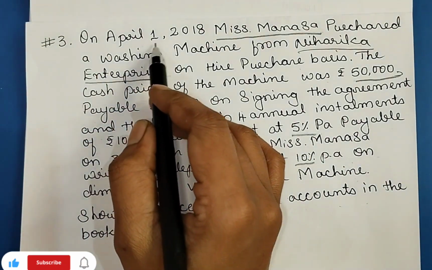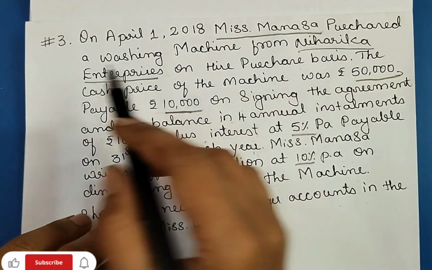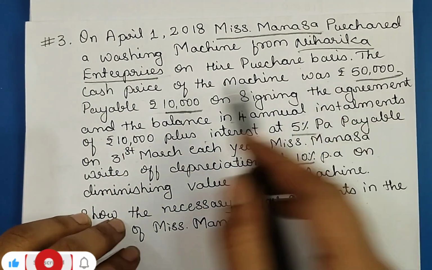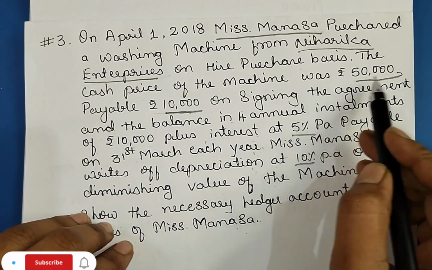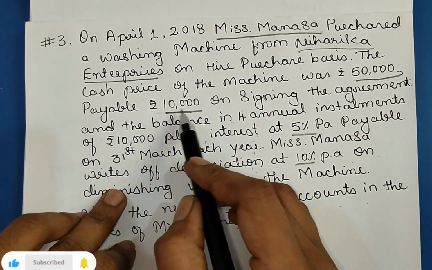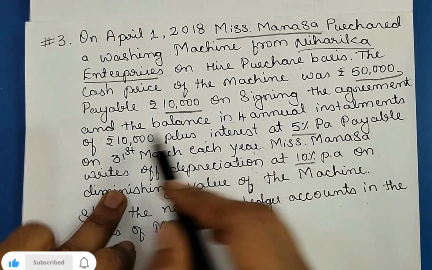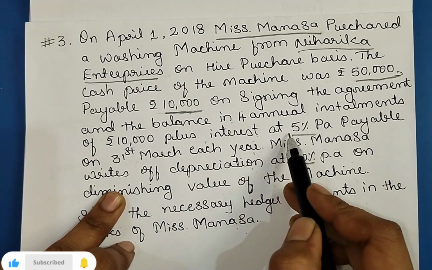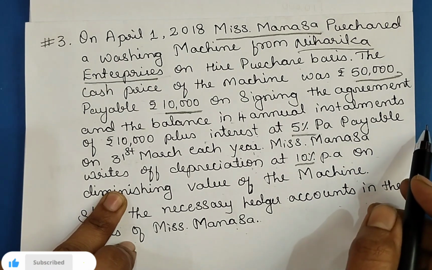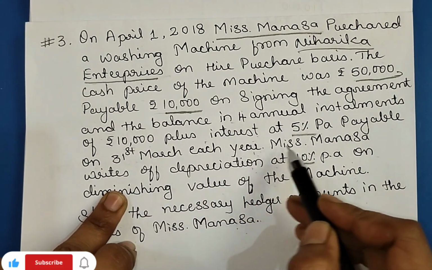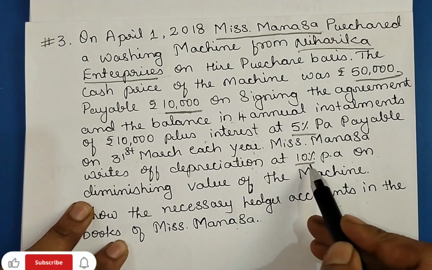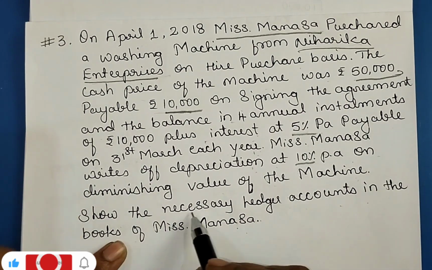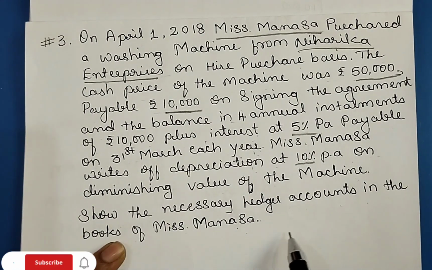On April 1st, 2018, Miss Manasa purchased a washing machine from Niharika Enterprise on hire purchase basis. The cash price of the machine was rupees 50,000, payable rupees 10,000 on signing the agreement, and the balance in 4 annual installments of rupees 10,000 plus interest at 5% per annum, payable on 31st March each year. Miss Manasa writes off depreciation at 10% per annum on diminishing value of the machine. Show the necessary ledger accounts in the books of Miss Manasa.